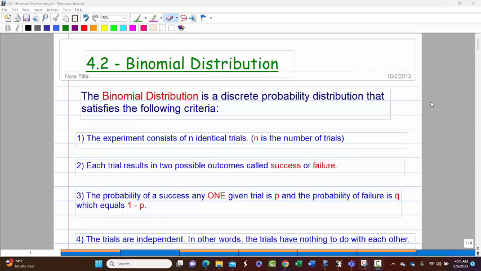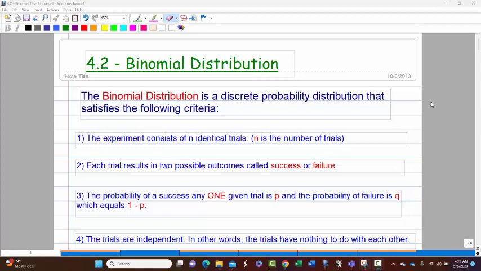Hello, this video is entitled Binomial Distribution from section 4.2 in the Larson book. Now, the binomial distribution is a discrete probability distribution that satisfies the following criteria. So it's a special type of that case.